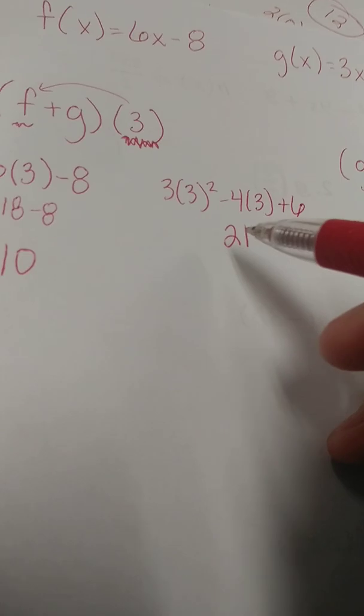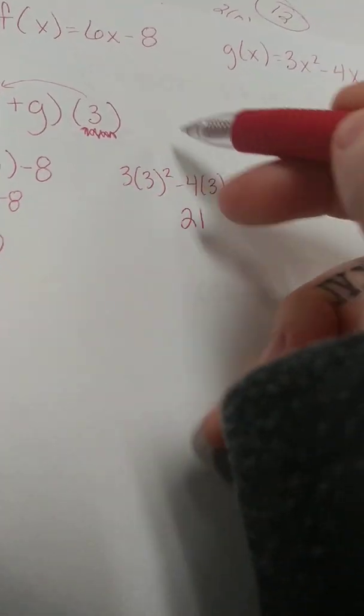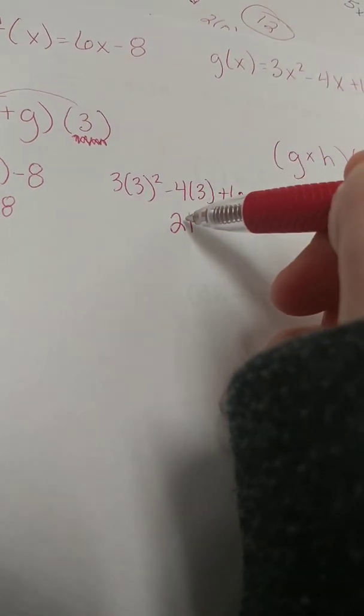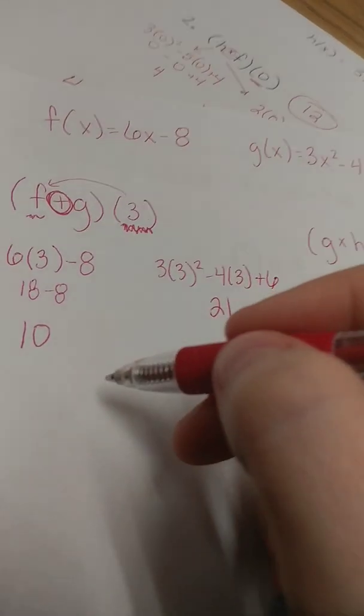You don't have to worry if you distribute it correctly. Just type it into the calculator. You could have done the same for the first one. It was just a little easier. Now this, when you type in 3 into g, you get 21. You type 3 into f, you get 10. It says right here, it wants you to add those two numbers together.